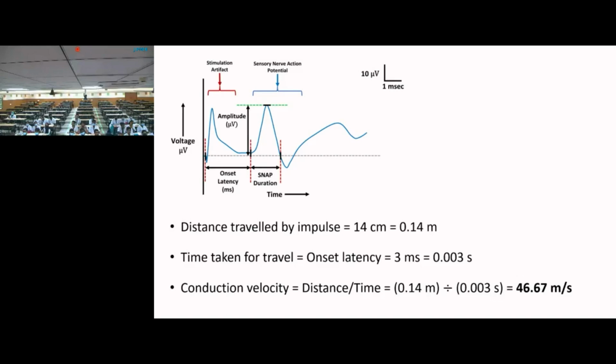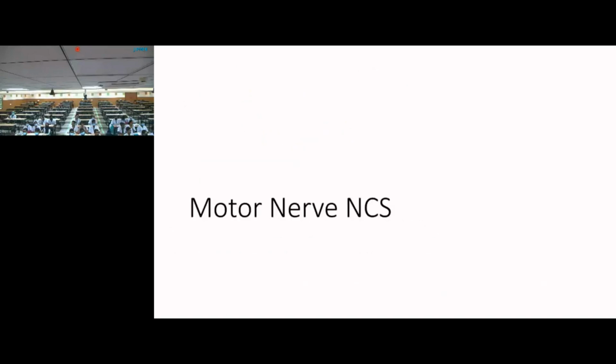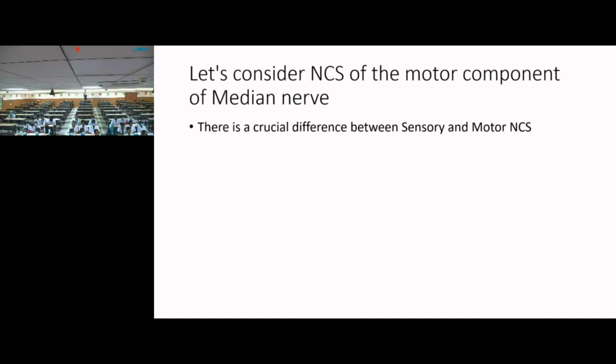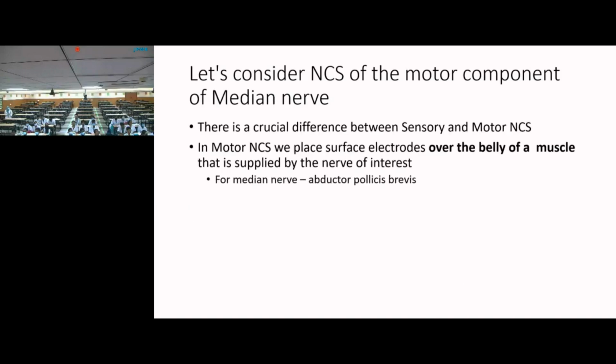Okay? Now we'll go to motor nerve conduction study. So there is going to be a difference between sensory and motor. In motor, we are going to place the electrodes over the belly of the muscle. For example, your median nerve is supplied by abductor pollicis brevis, right? So we are going to place the electrodes over the belly of this muscle. Okay, and then we'll try to pick up the action potential.